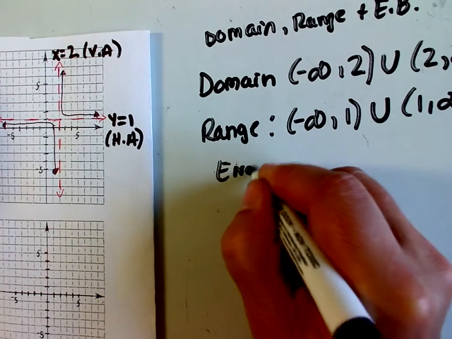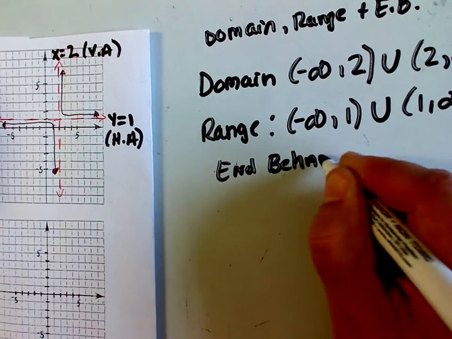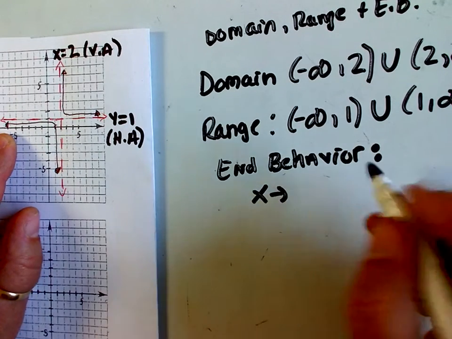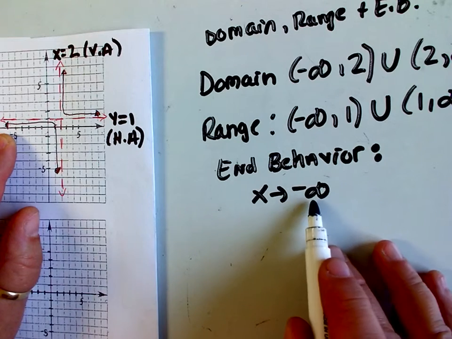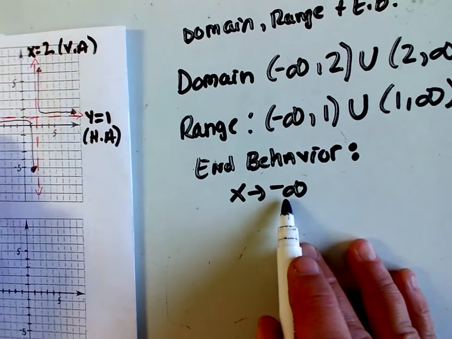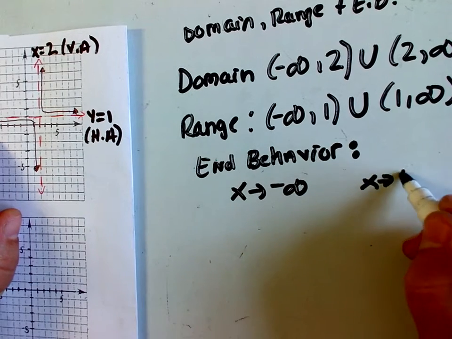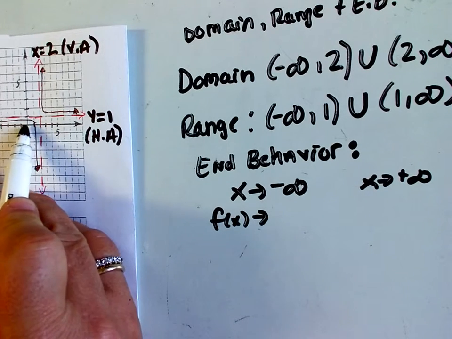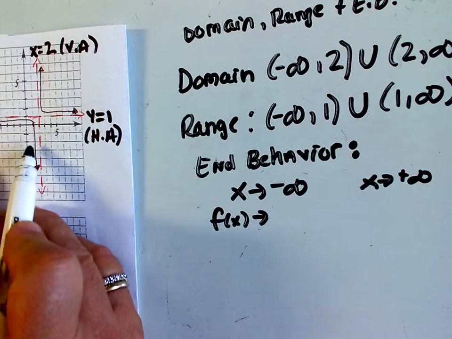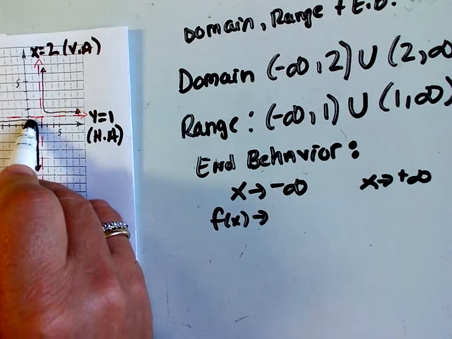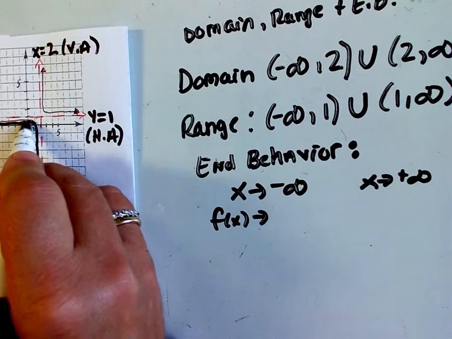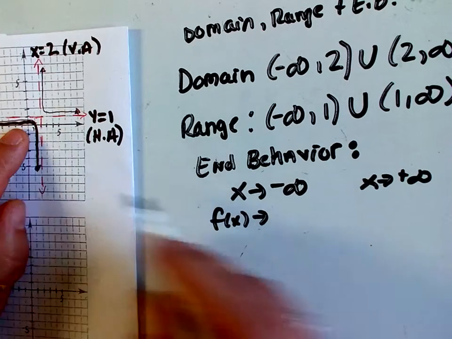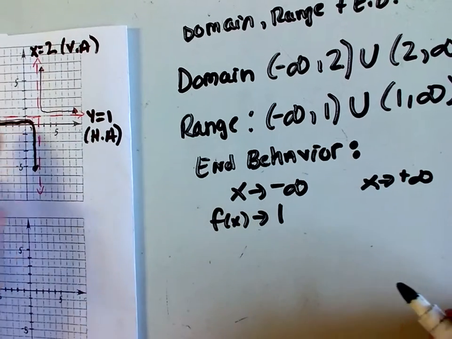The end behavior of the function, we can use similar reasoning. This time, we're looking at how the function is behaving over the domain as x goes from negative infinity to x going towards positive infinity. So we're going to look at f of x. As x is moving away towards negative infinity, we're looking at this part of the curve here that's going up. What is f of x approaching? It's approaching that horizontal asymptote of y equals 1. So we'll say f of x is approaching 1.